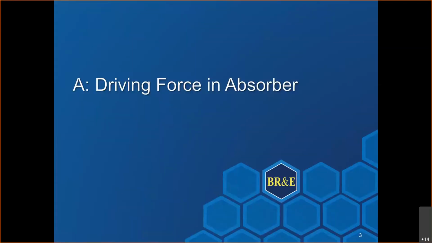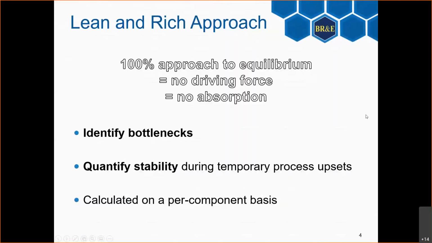First part is driving force in absorber. In ProMax, we have two quantities that you can evaluate. We call them lean and rich approach. These are approaches to equilibrium in your absorber. The way it works is that if you have 100% approach to equilibrium, you are at equilibrium. There is no driving force available for the mass transfer, which means that there is no absorption.